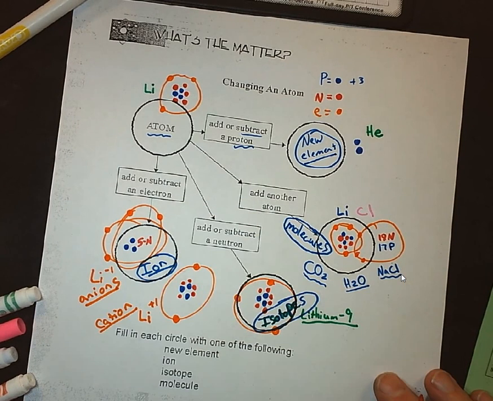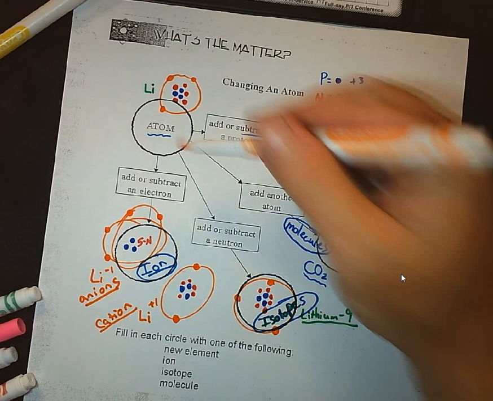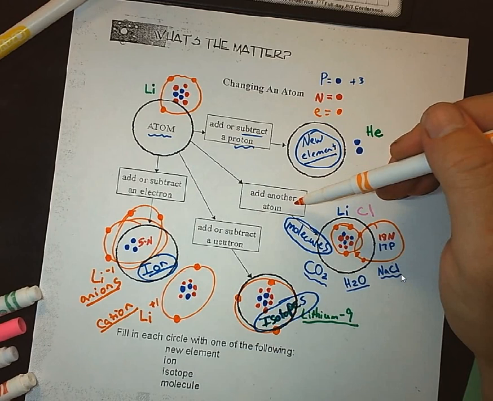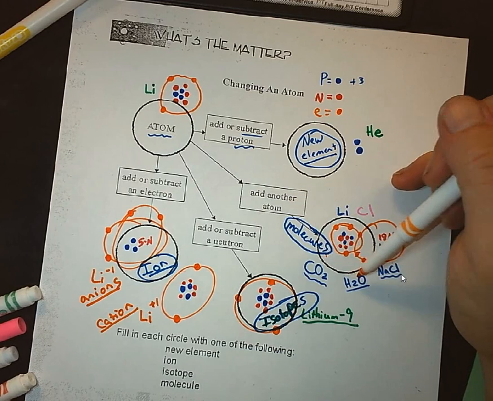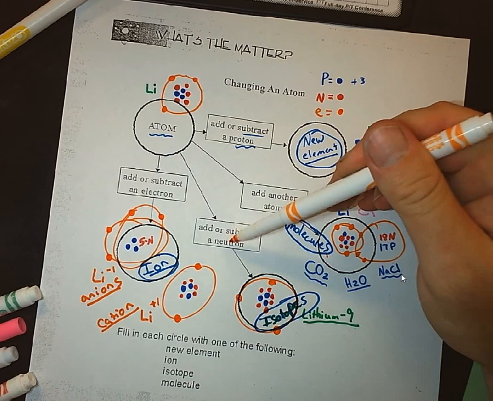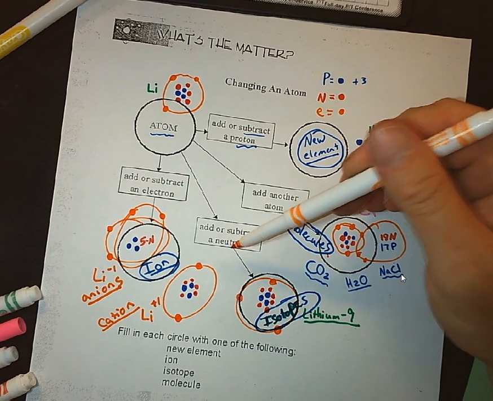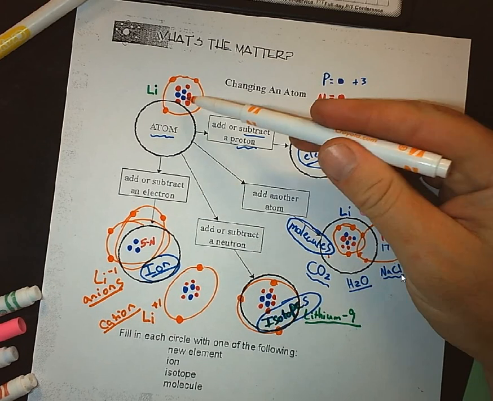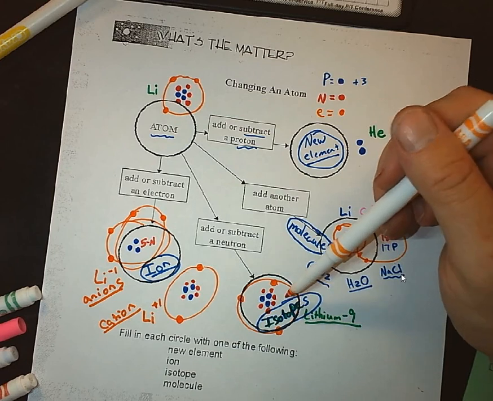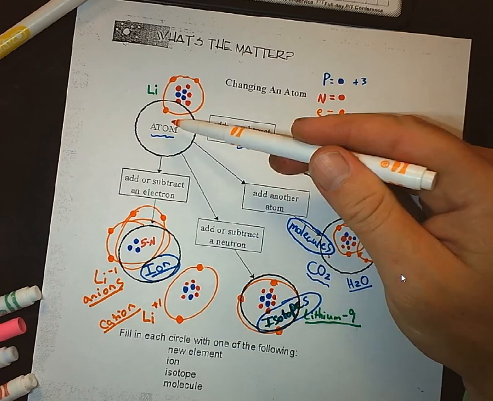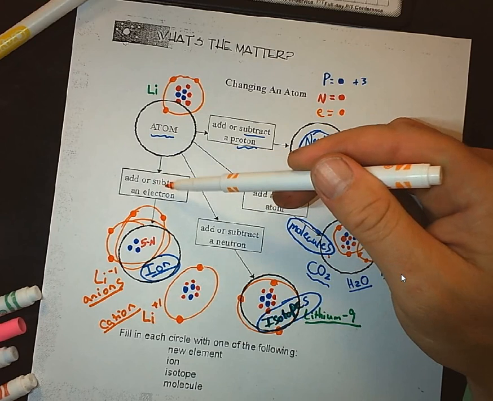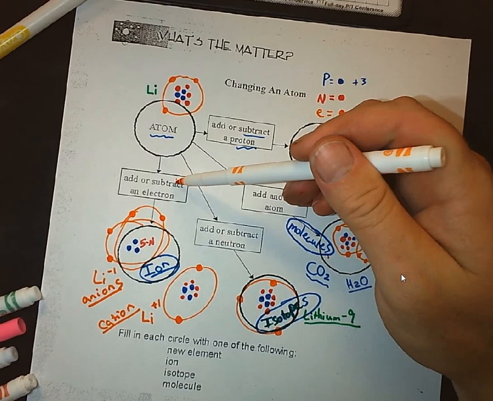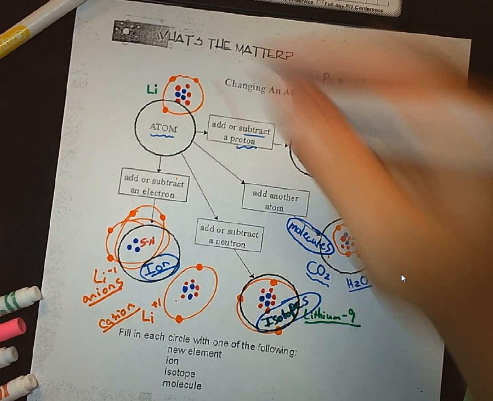I know this looks a little messy, but right now we have our atom. If we add or subtract a proton, we have a new element. If we add another atom entirely, we start making molecules: carbon dioxide, water, sodium chloride. If we're adding or subtracting a neutron, which doesn't have a charge, it changes your mass. We call these isotopes. This is lithium-9, this is lithium-8. We have a different number of neutrons. They each have 3 protons, and that's what makes it lithium. Up here, if we add electrons, we get a negative charge. If we subtract an electron, we end up getting a positive charge. And that is what's the matter.